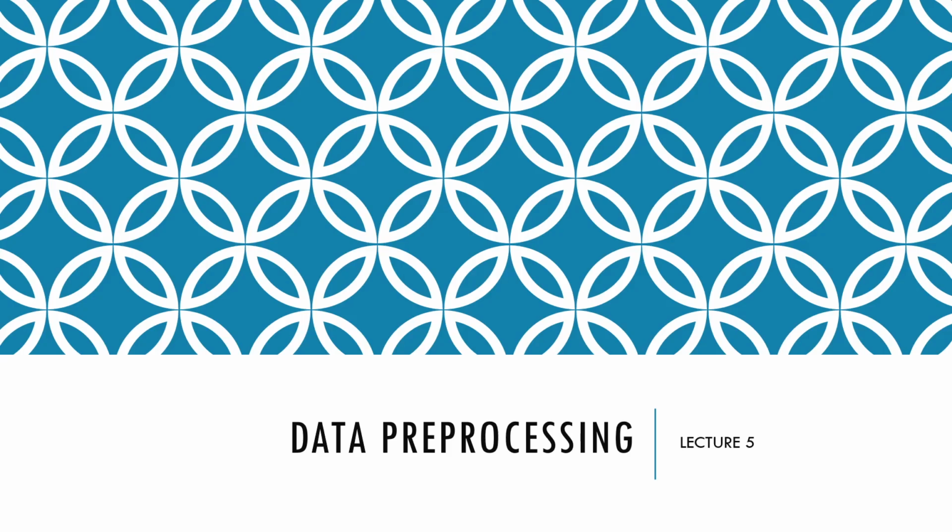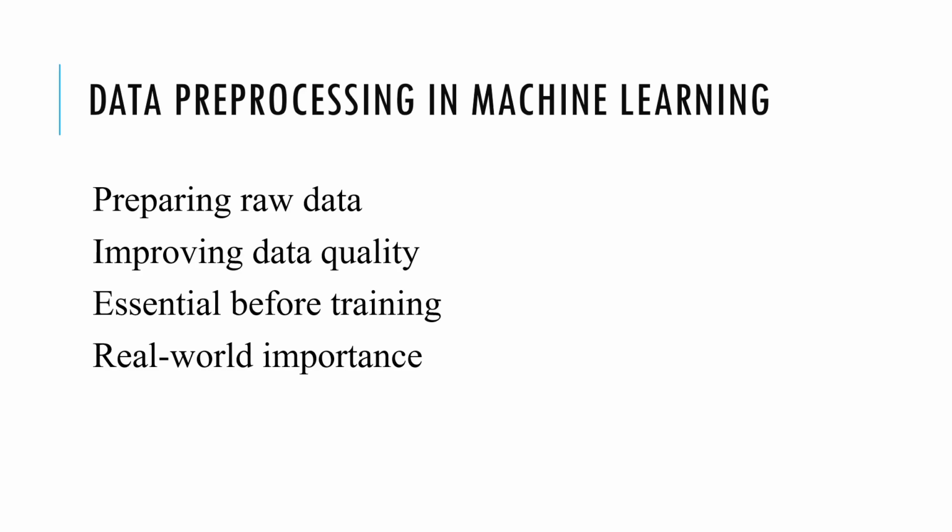In the last lecture, I discussed the machine learning workflow. The first step in the machine learning workflow is data pre-processing. We know that when we collect data, the data has many artifacts. So first, we prepare the raw data, then we improve the data quality. Data quality improvement is very important. Only then do we go for the training part.